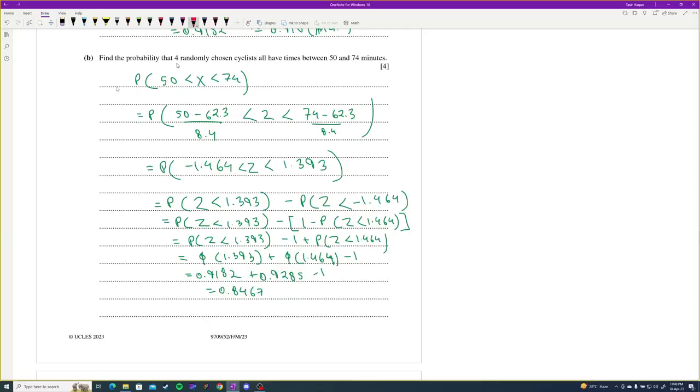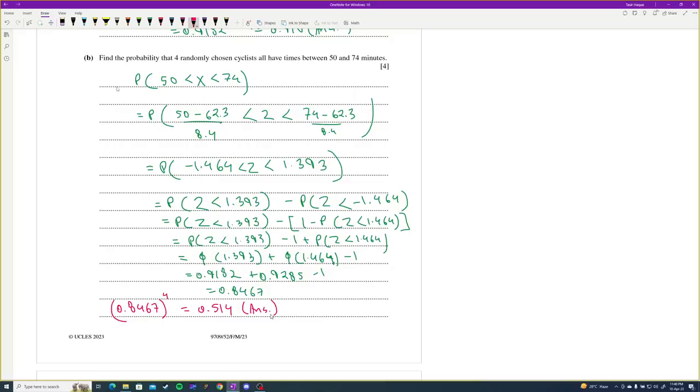Now, find the probability that 4 randomly chosen cyclists all have times between 50 and 74. So for all the cyclists, it will be 0.8467 to the power 4, because all of them have this same probability. Think of getting heads 4 times in a row. That's half to the power 4, right? This gives you a value of 0.514 to 3 significant figures.